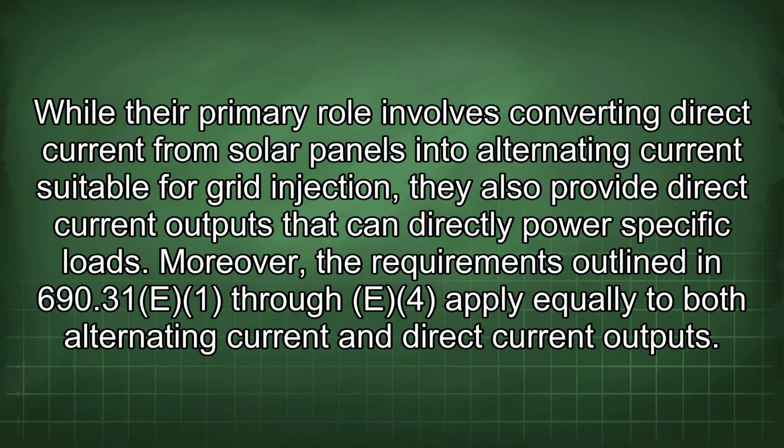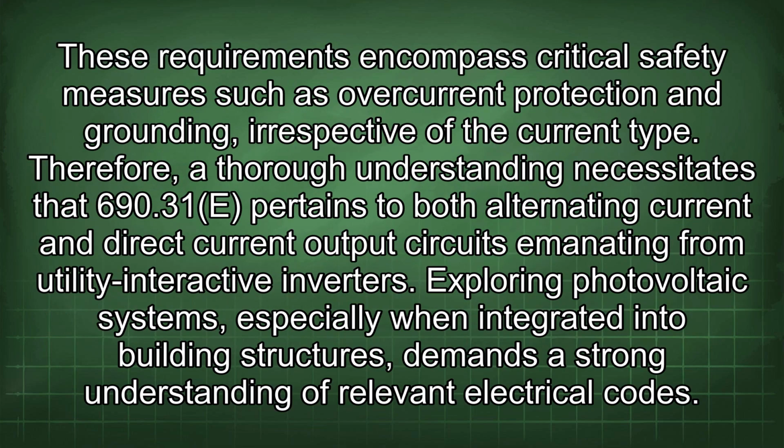Moreover, the requirements outlined in 690.31(E)(1) through (4) apply equally to both alternating current and direct current outputs. These requirements encompass critical safety measures such as overcurrent protection and grounding, irrespective of the current type. Therefore, a thorough understanding necessitates that 690.31(E) pertains to both alternating current and direct current output circuits emanating from utility interactive inverters.